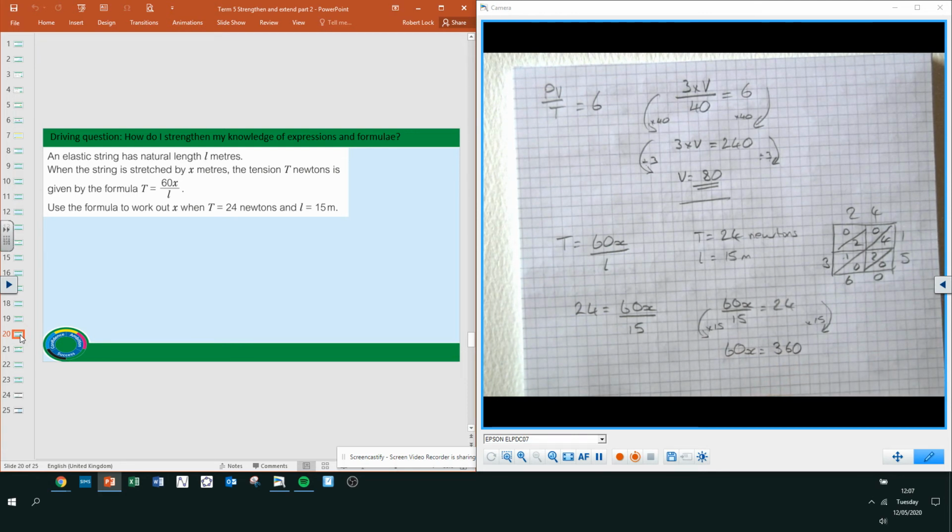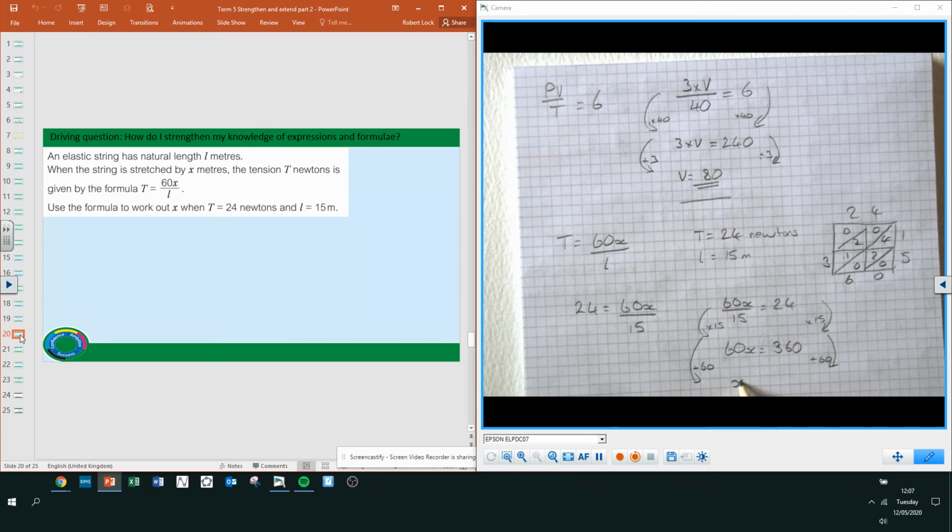360. Now we divide both sides by 60. x equals 360 divided by 60. If I divided both sides here by 10, I would end up with 36 divided by 6. Well, you know the answer to that. The answer is 6 meters. Next question.